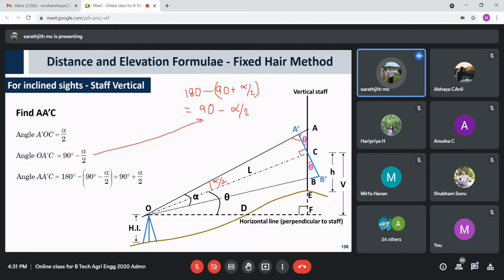Now our objective is to find this angle A dash C. So we know that this entire thing would be 180 degrees, right? So if this portion we know is 90 minus alpha by 2, what would be this portion? This portion would be 180 degrees minus (90 minus alpha by 2), which is equal to 90 plus alpha by 2. That is this angle, which I have shaded.